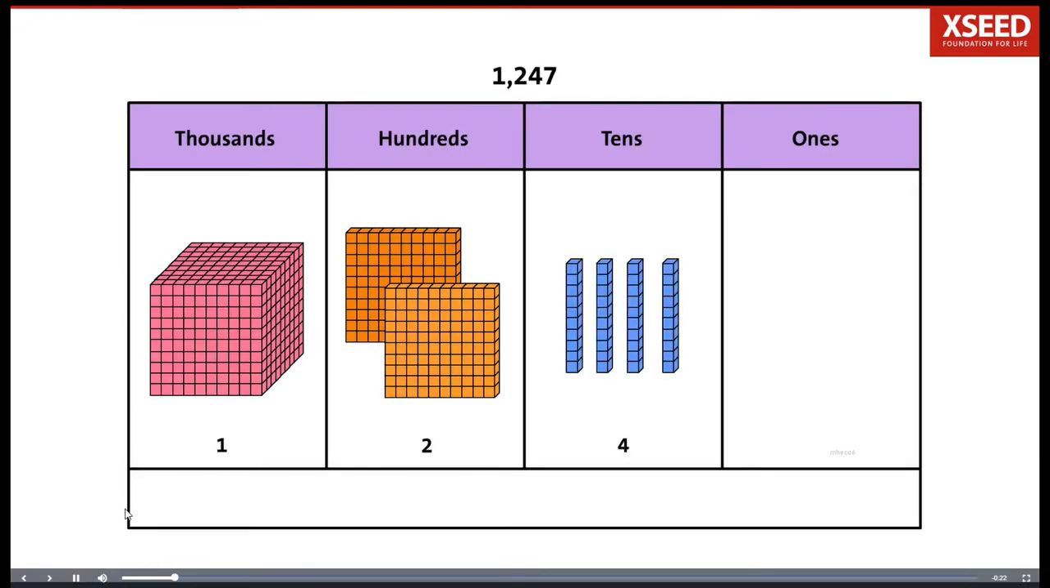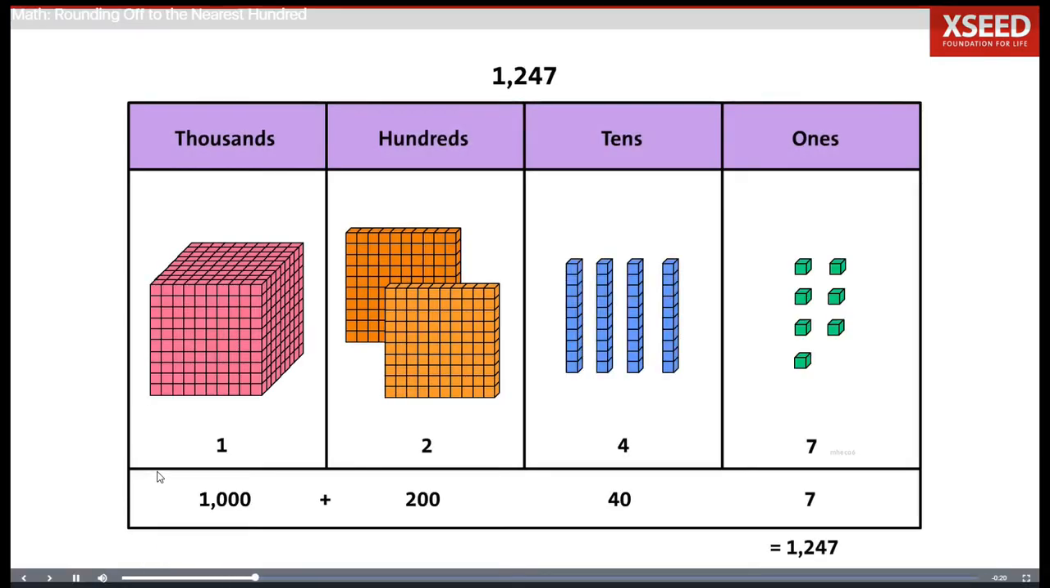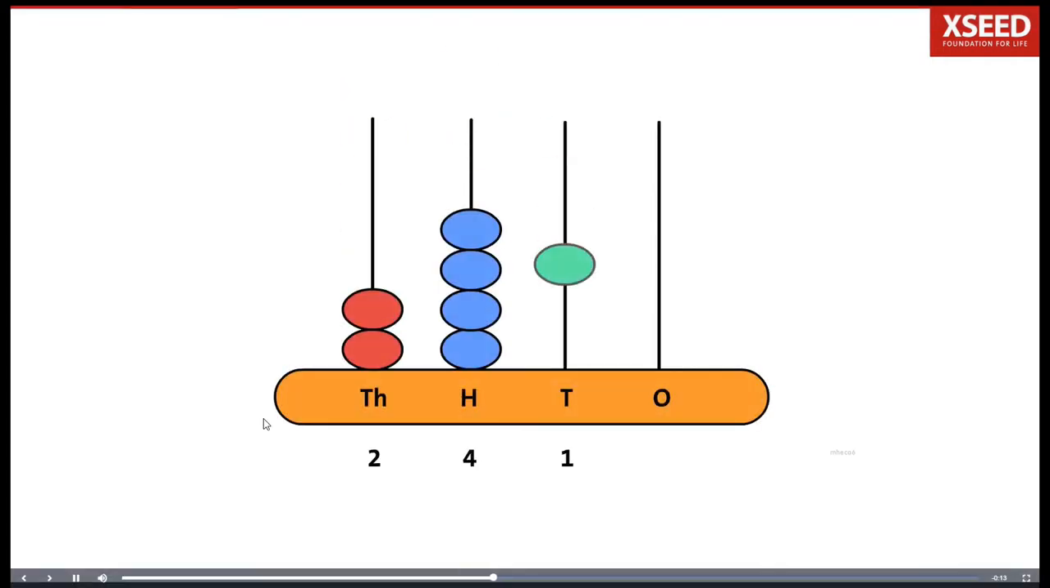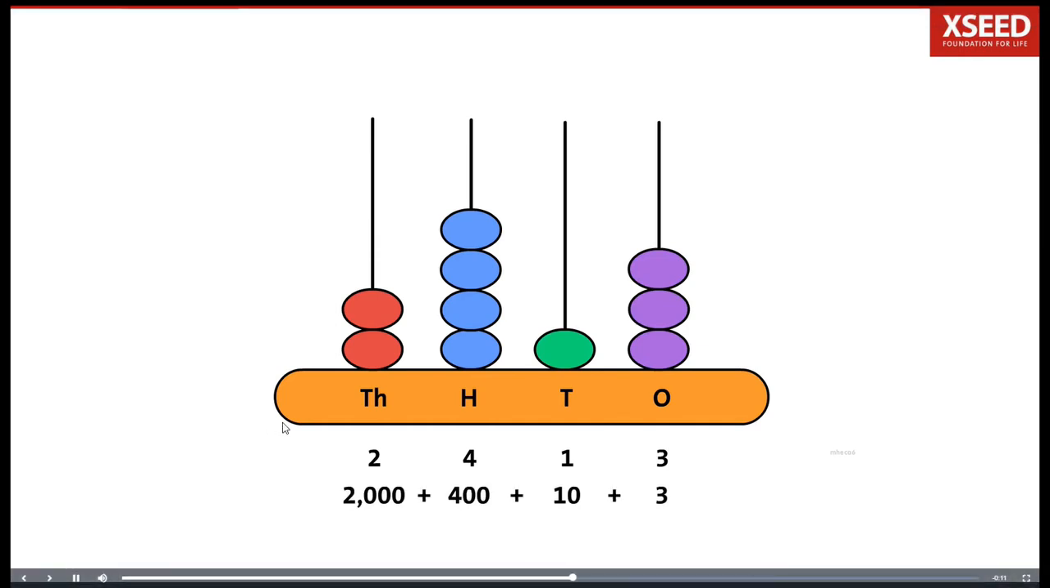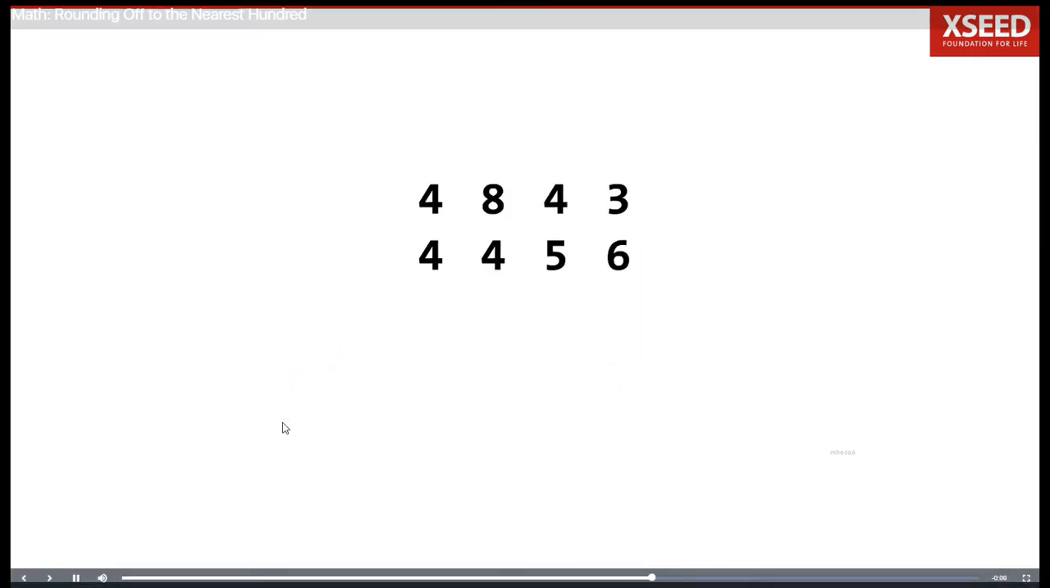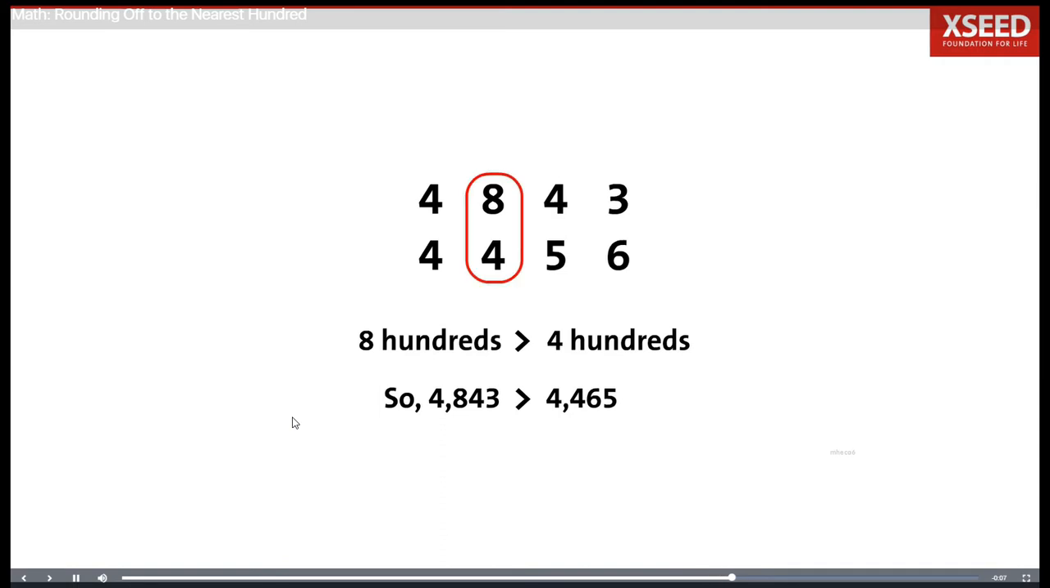You may already know how to build numbers up to 10,000 using place value blocks. We have learned to show 4-digit numbers on the abacus. Finally, do you remember how to compare and order numbers from 0 to 10,000?